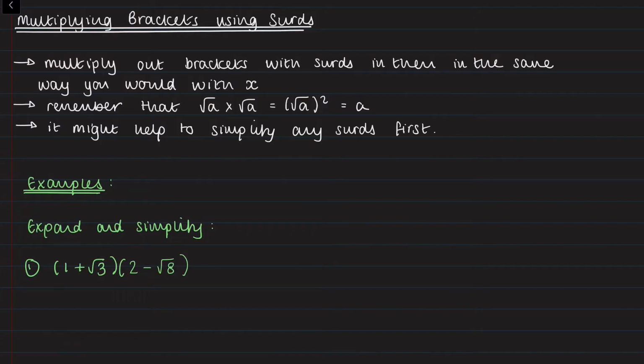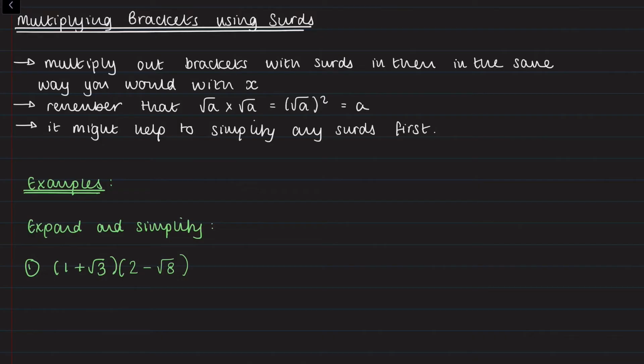So let's start multiplying out brackets using surds. When we're multiplying out brackets with surds, we need to treat them in the same way we would with x. So that's our eyebrows double chin method. We also need to remember that a surd multiplied by itself gives the number without the square root, and that we need to make sure that we simplify any surds first. So let's look at some examples.